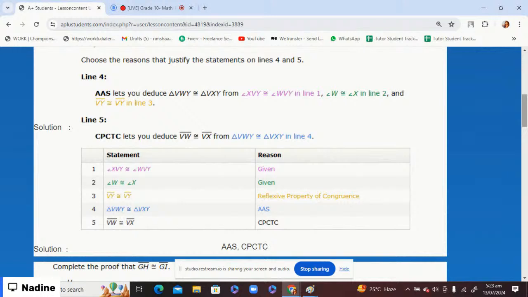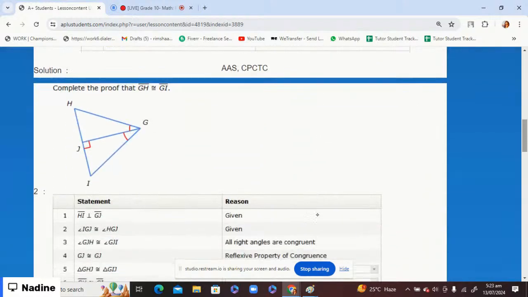Now if they're triangles, and two angles and one side are the same, it means that the lines VW and VX are also the same. You can say that the angle-side theorems apply here.